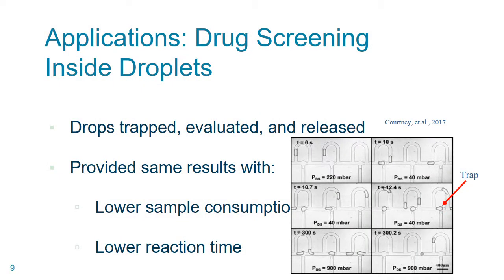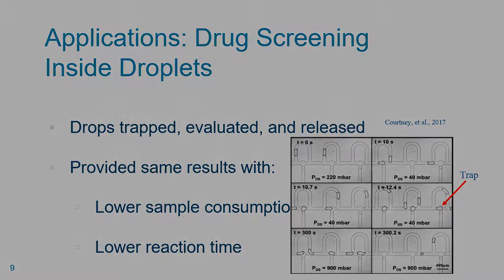Drug screening is one specific application of droplet generation. The process can be seen in the figure in the bottom right-hand corner of this slide. Droplets containing a drug are trapped in the center of these channels. Once they're trapped, the droplets can be evaluated and the drugs can be screened. When done, the droplets are carried out of the channels by increasing the pressure, which forces the droplets out.